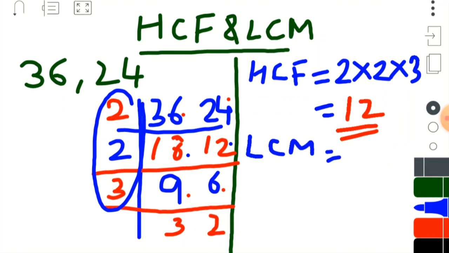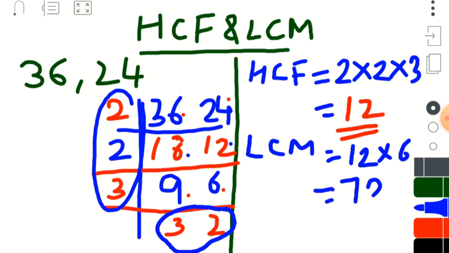LCM means whatever HCF you have got, that is these numbers, 12, and the remaining numbers also you have to take into the LCM, that is 3 into 2. 3 2s are 6. So your total answer will be 72.